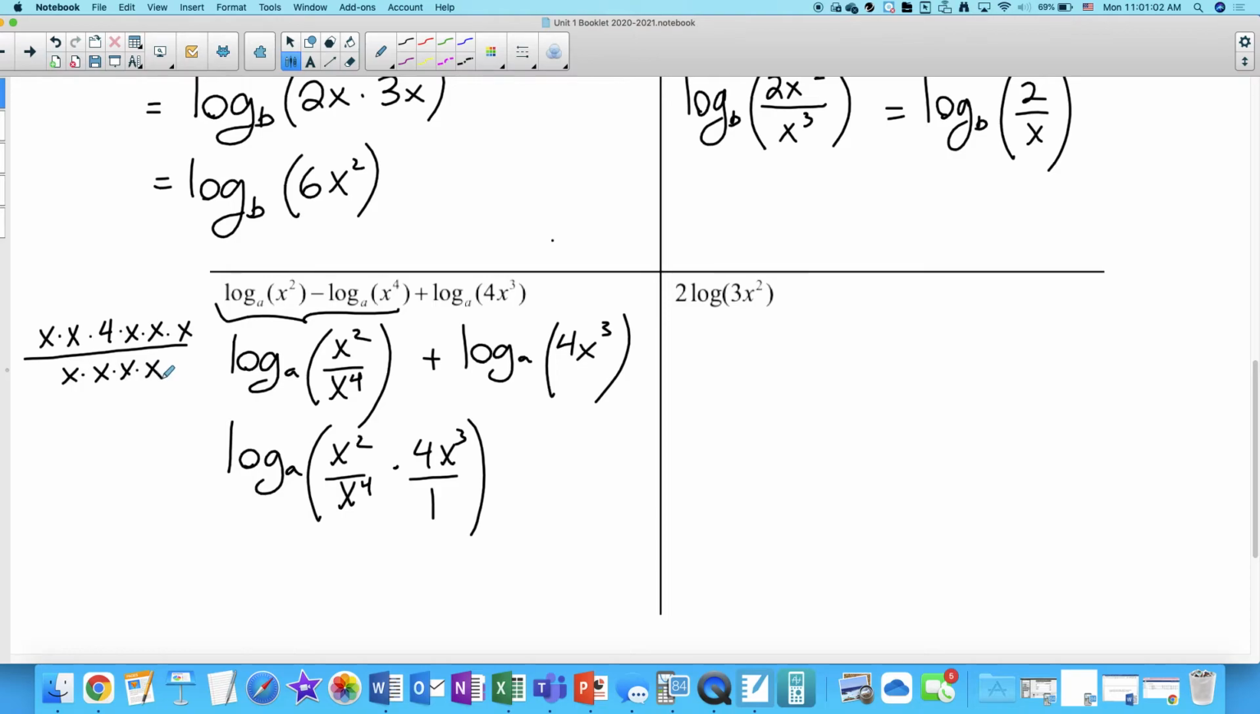Okay? And so now I can go ahead and cancel all of my common factors. So I've got 1 set of x's, 2 sets of x's, 3 sets of x's, 4 sets of x's. And so I'm left just in the numerator with 4x.